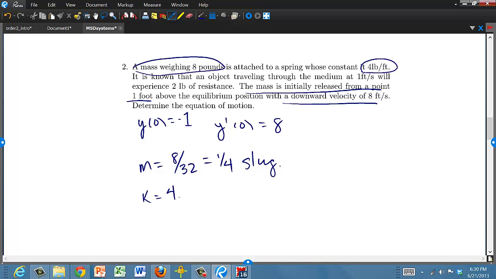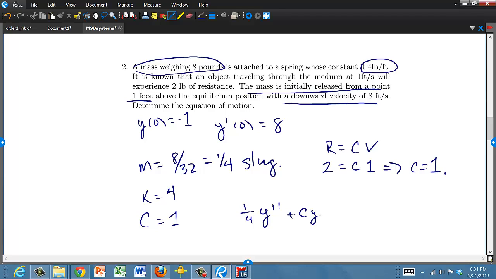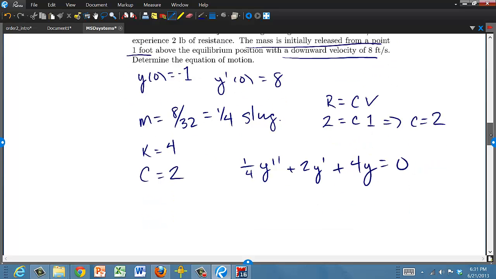And it's known that an object traveling through the medium at 1 foot per second will experience 2 pounds of resistance. Now remember that we're modeling the resistance from the medium as the resistance, R, is your damping coefficient times the velocity. So we know that the resistance is 2 pounds. That's a constant times the velocity of 1. So that means that our damping coefficient is 2. So we have the ODE 1/4 y'' plus 2y' plus 4y equals 0, and you have your initial conditions, and you're ready to go.